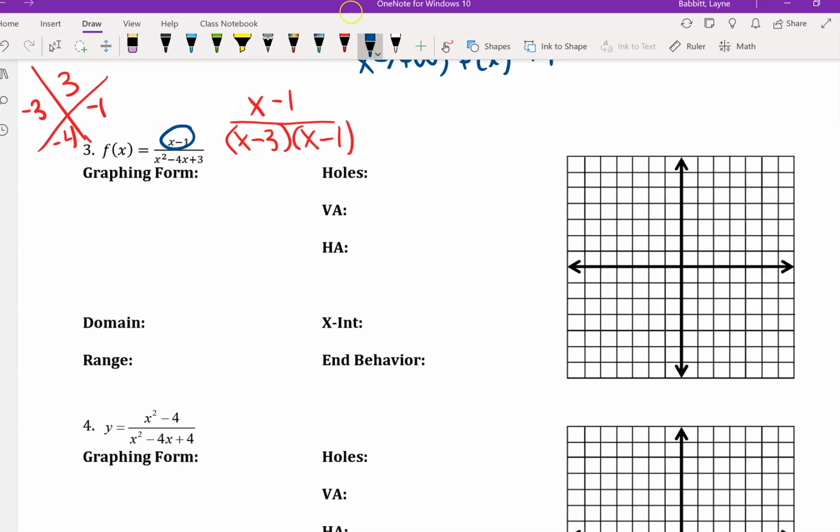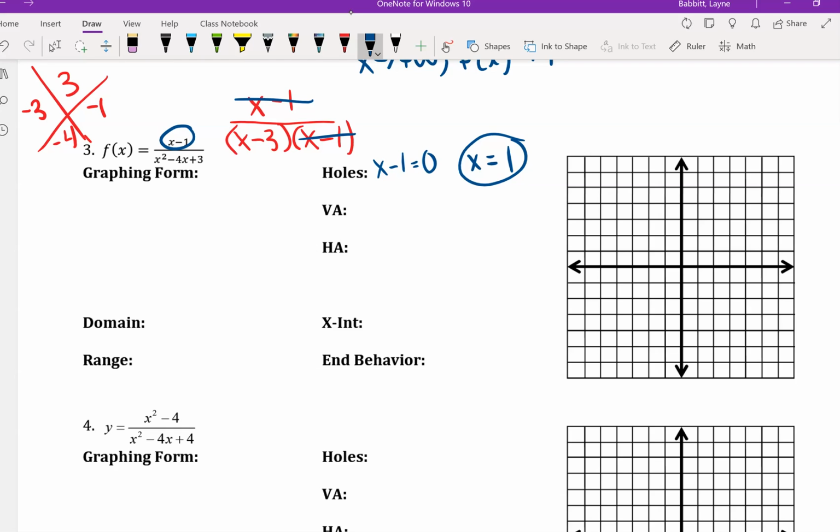Hopefully you notice that we've got a hole. So the hole is going to be located at x minus 1 equals 0. We set it equal to 0 when we have a hole. So the hole is located at x equals 1. We're going to deal with that later after we graph it. We'll put the hole there after we're done.